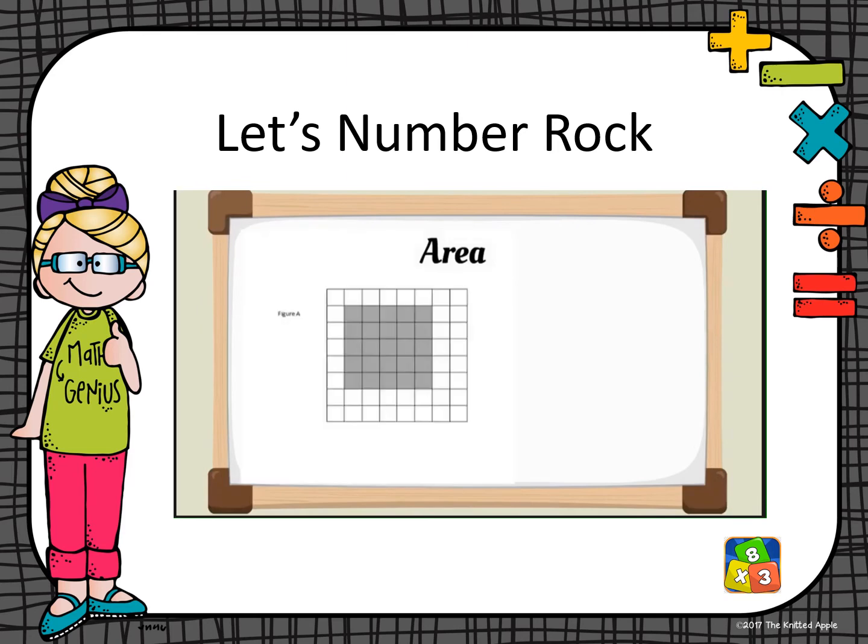Let's count the unit squares going across this square. 1, 2, 3, 4, 5. Now let's start with the first unit square again and count going down. 1, 2, 3, 4, 5. The length is 5 and the width is 5. So 5 times 5 equals 25 units squared.